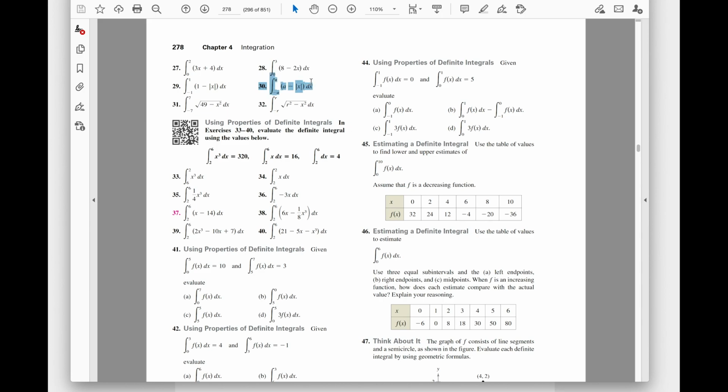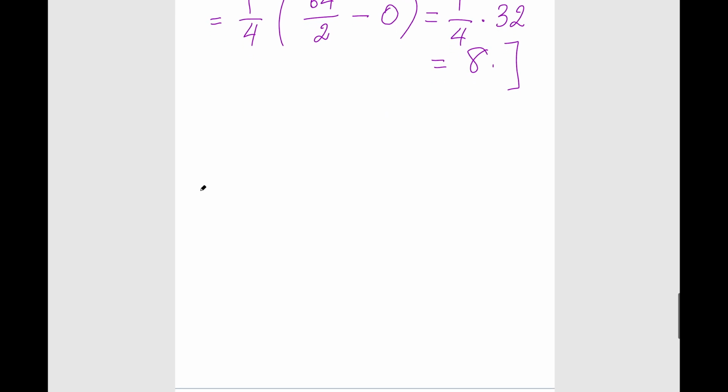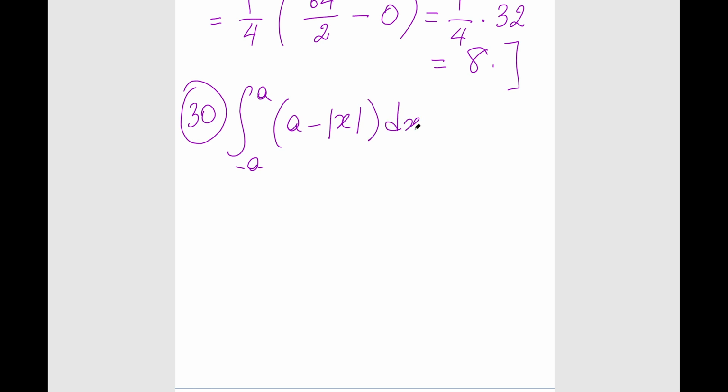Okay, let's do 30. So the definite integral from minus a to a of the function a minus the absolute value of x dx. Okay, so this is problem 30. Let's take this function.